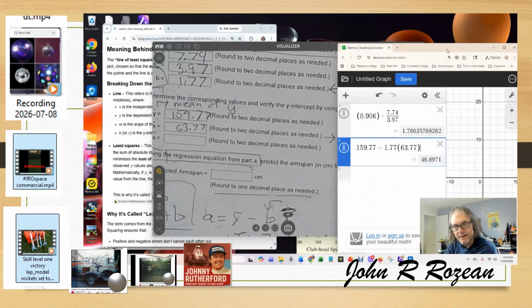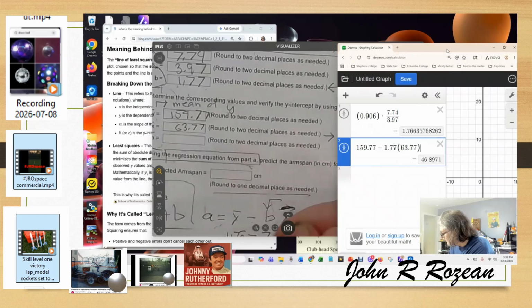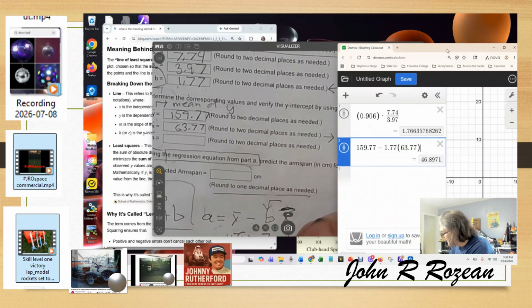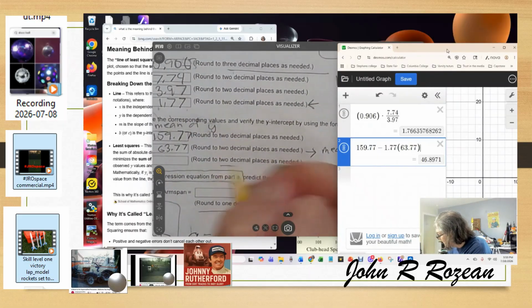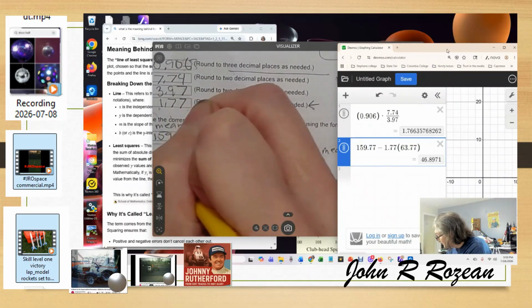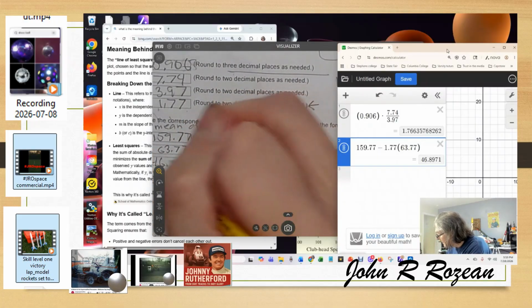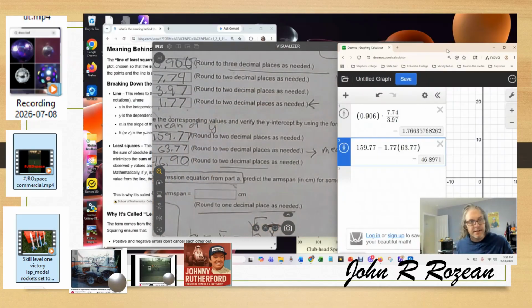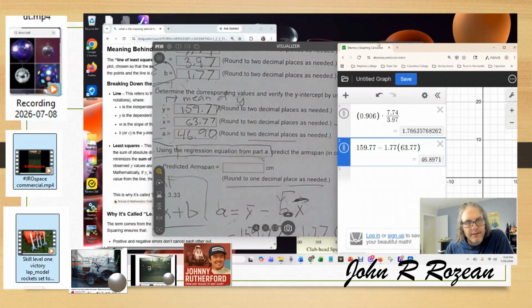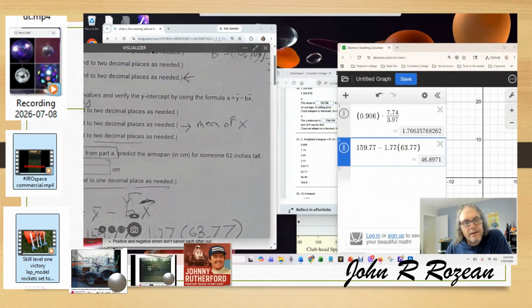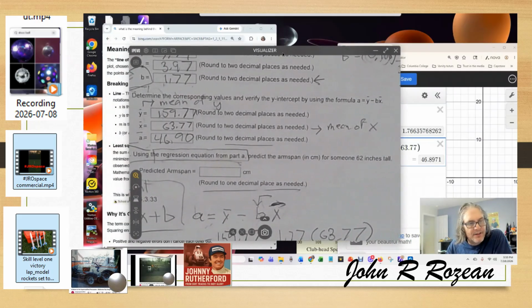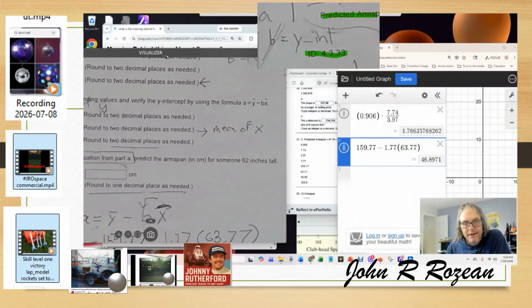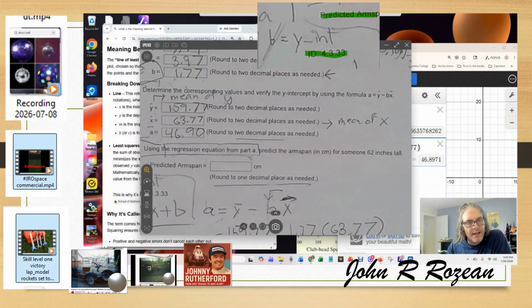We got that one, 46.897. So rounding to 2 decimal places, 46.90. There we go. Is that what they have? Let's look at the answer sheet. Yes. And then the predicted arm span, so that's the only thing we have left. Okay, but this will be interesting.